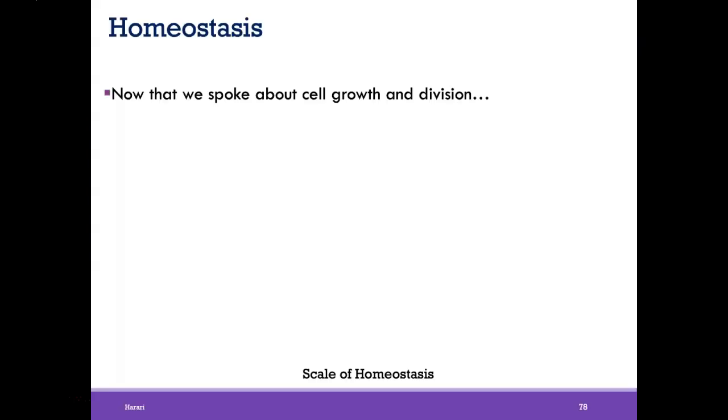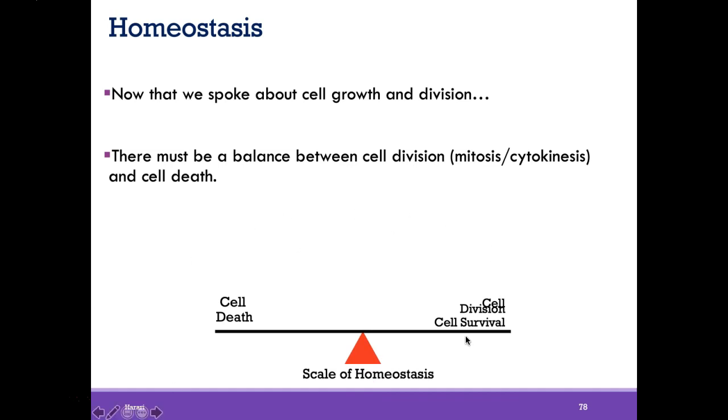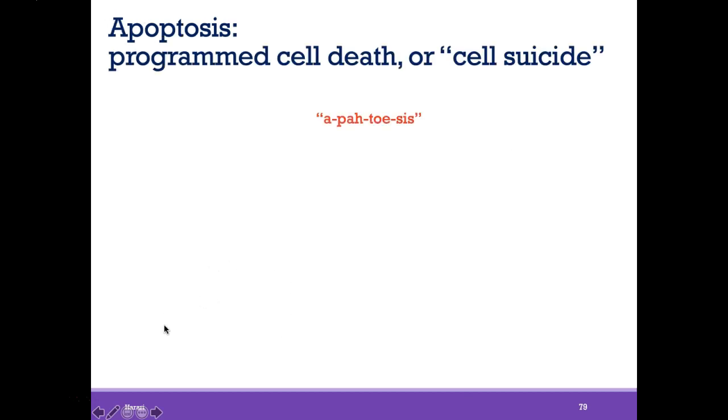So we spoke about the regulation of cell growth and division. There has to be a balance, right, between all of that and cell death in order to maintain homeostasis. So as cells divide and survive, we need some cells to die. So apoptosis, that's how we pronounce it. Apoptosis is programmed cell death or cell suicide.